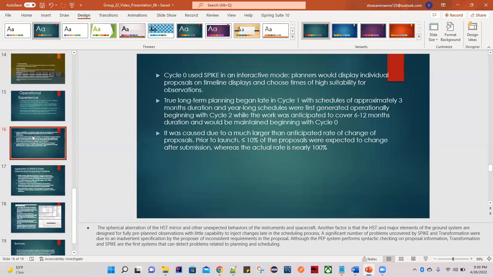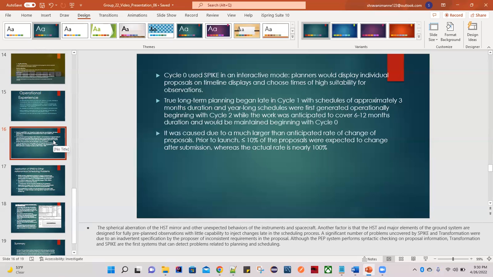Thank you. Cycle 0 used Spike in interactive mode. Planners would display individual proposals on a time display and choose times of high suitability for observation. True long-term planning began late in cycle 1, with schedules of approximately 3 months duration, and year-long schedules were first generated operationally beginning with cycle 2, while the work was anticipated to cover 6 months duration and to be maintained beginning with cycle 0.